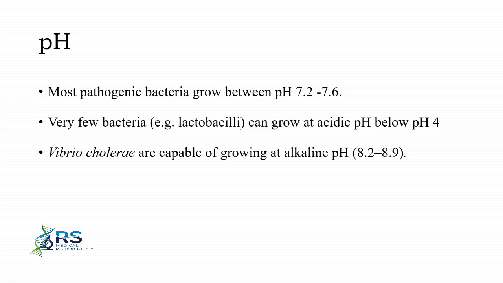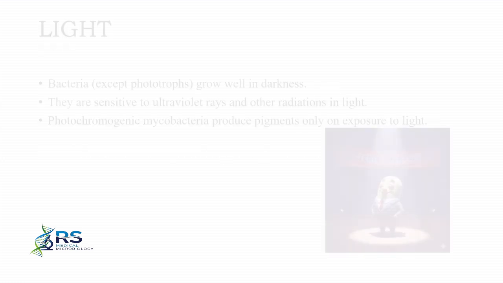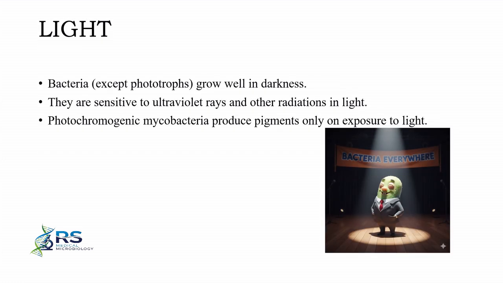Now the pH: the normal pathogenic bacteria generally grow between 7.2 and 7.6. Few of them can grow in acidic pH, such as the lactobacilli, and some of them can grow under alkaline atmospheres, for example Vibrio cholerae. Light requirements: the bacteria can grow well in darkness. Some of them are sensitive to ultraviolet rays, which is one of the methods used for sterilization. Some of them produce a pigment on exposure to light.